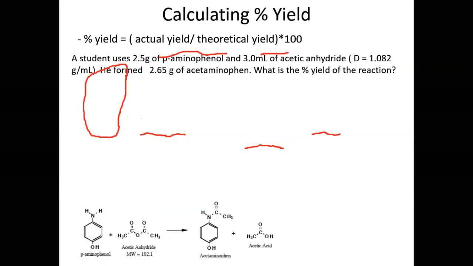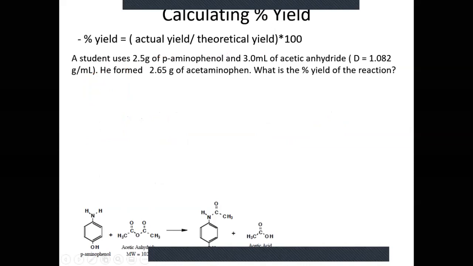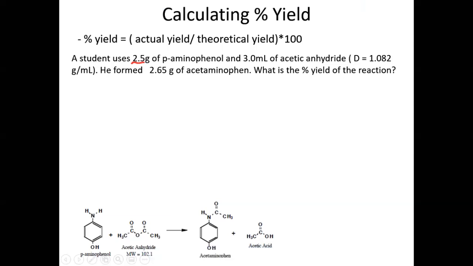And so again, like all organic reactions, the most common calculation you do is percent yield. So here we have a student uses 2.5 grams of para-aminophenol, 3 milliliters of acetic acid. He forms 2.65 grams of the product. What's the percent yield of the reaction? And like most organic reactions, not all, but some, most of them, it's a 1-to-1 mole ratio.